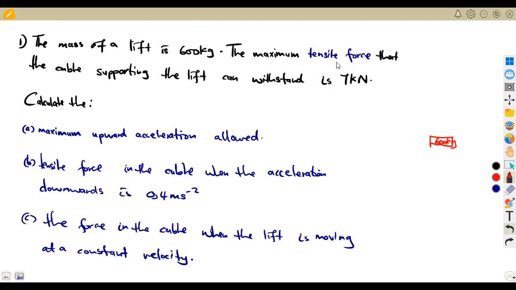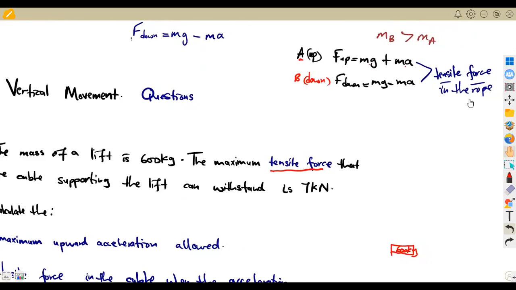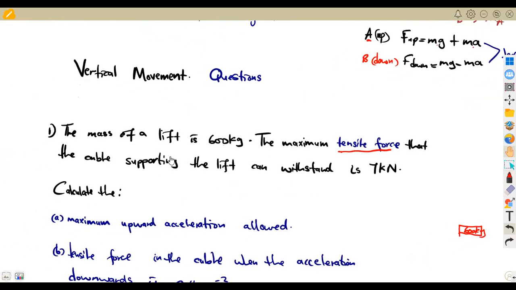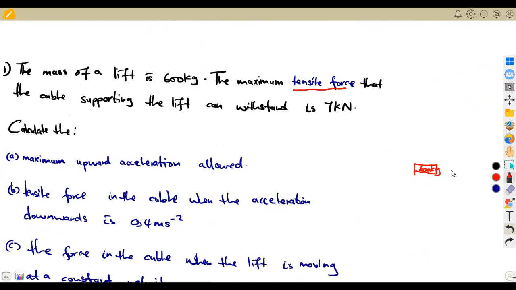So they gave us the tensile force. The tensile force is the one that I was saying, it can be F up or F down, depending on how you're given. The tensile force in the rope is your F up or your F down. Yeah, so we are talking about a lift. This one is the tensile force that the cable supporting the lift can withstand. So where is this tensile force? We can represent it as F up because it is supposed to be lifting the object.